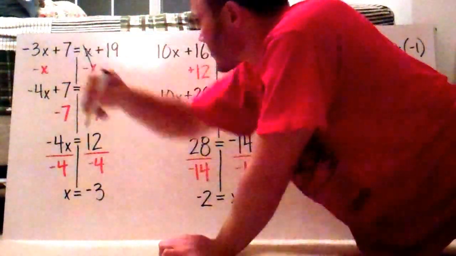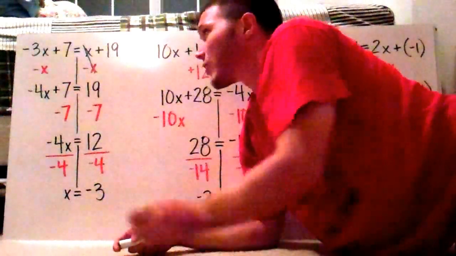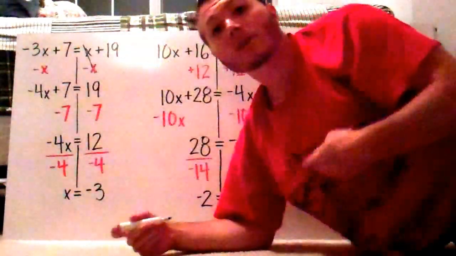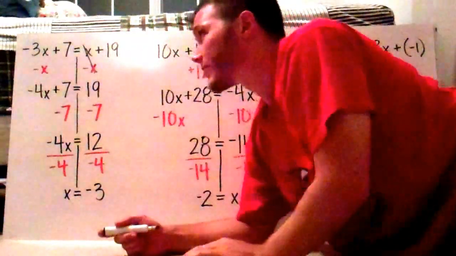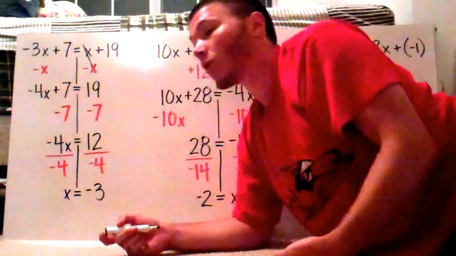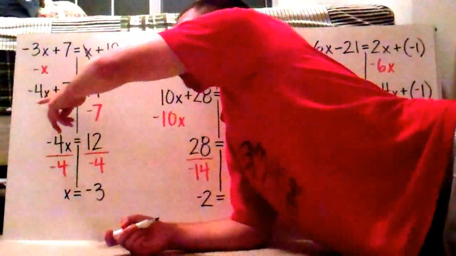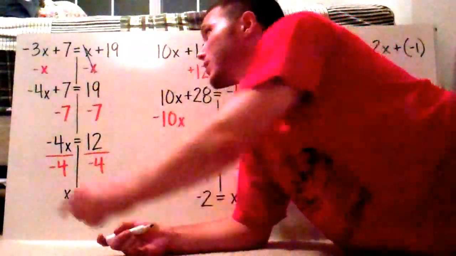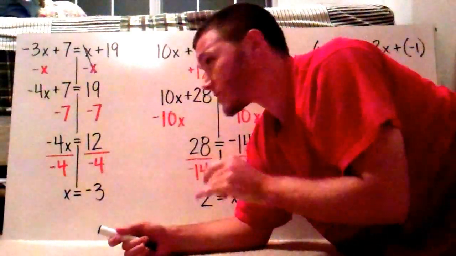So all I'm left with is that 19. And then over here, this is where combining like terms comes into play. Negative 3x and negative x. You owe $3 and you owe $1, so total you owe $4. But now we're not talking about money, we're talking about a variable. So negative 4x, and then the plus 7 drops down. So one step down.